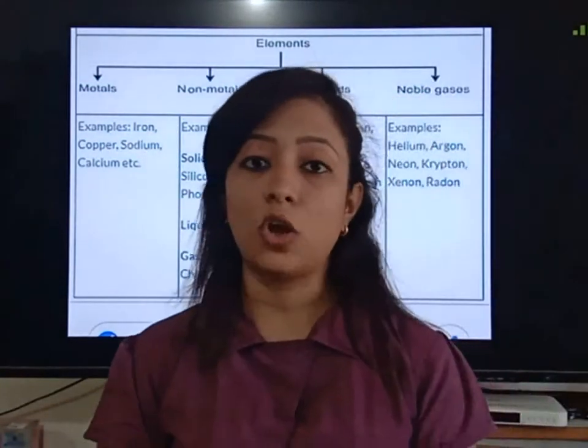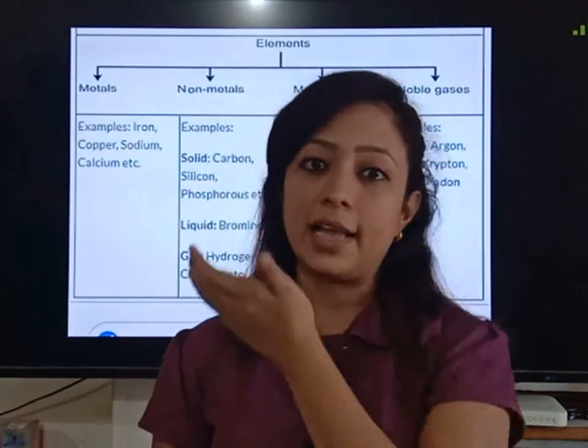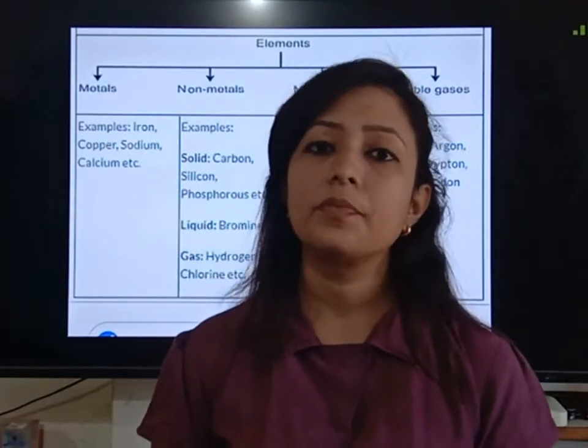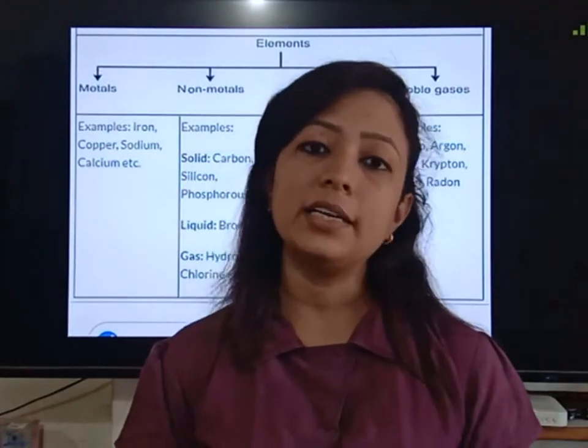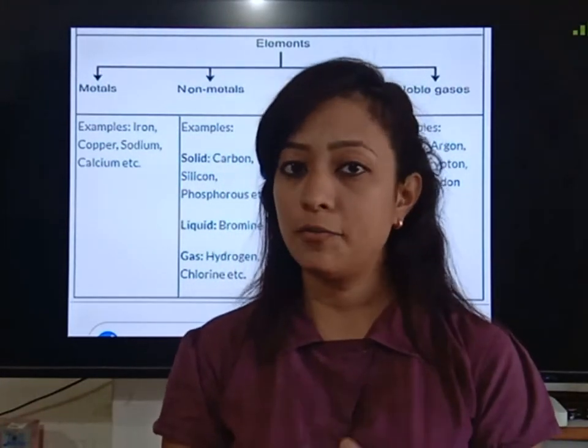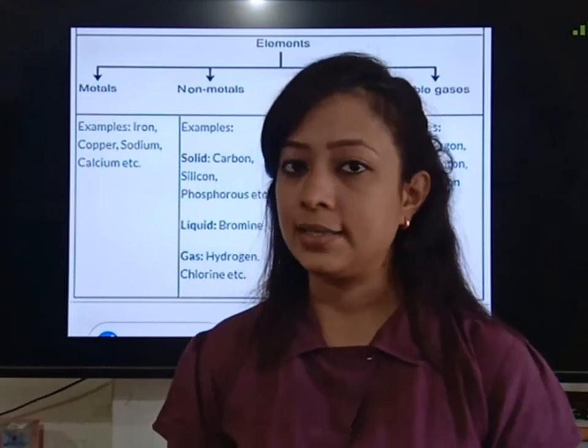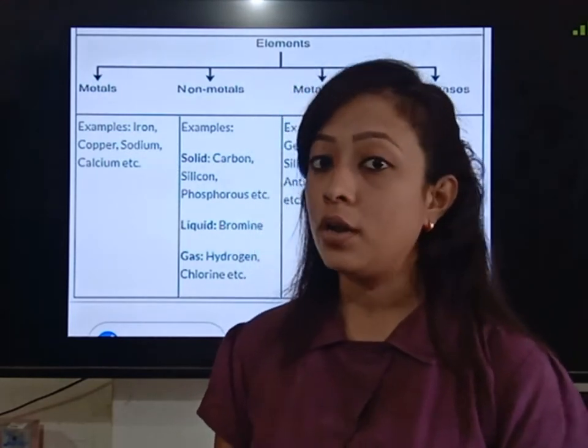Property of non-metal, that non-metals are present in the gaseous form in the atmosphere, but bromine is the non-metal which at room temperature is present in the liquid form, and on heating it vaporizes. So it is a volatile non-metal.